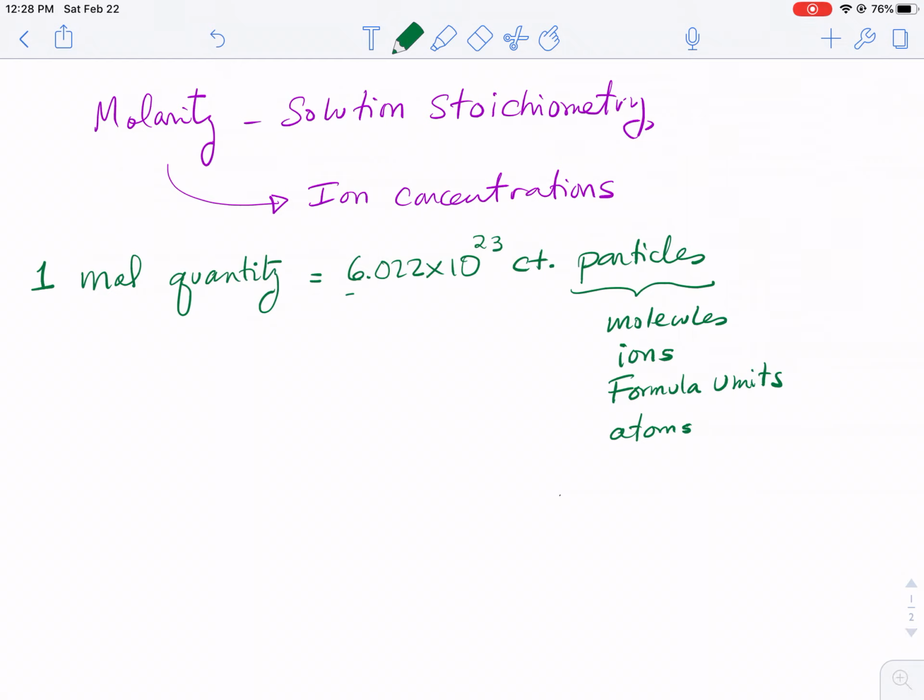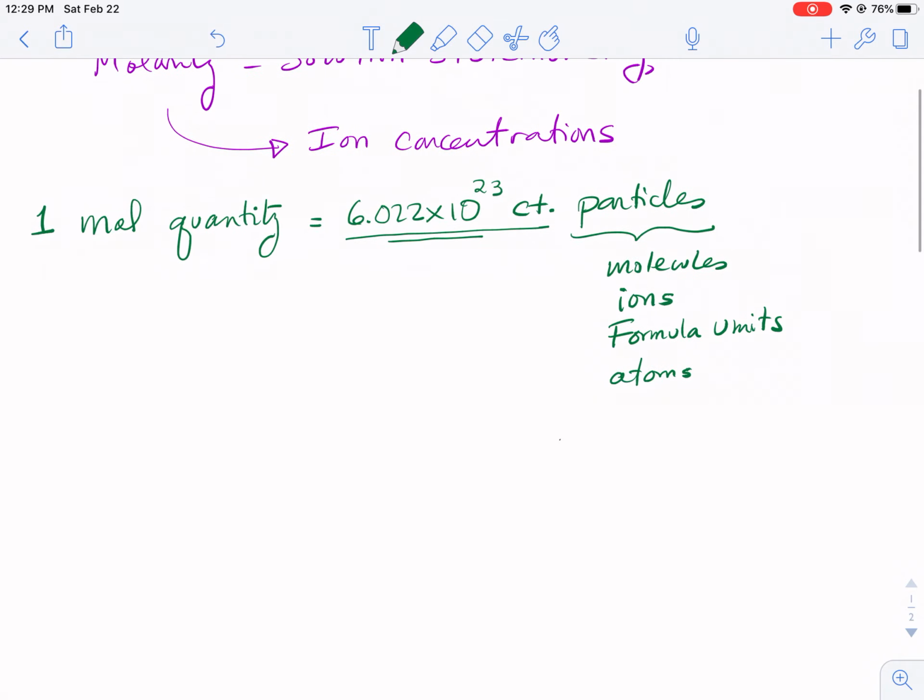So it's important that you remember this number. 6.022 times 10 to the 23 count is 1 mole count. So essentially what I want you to remember is that 1 mole is equivalent to this many counts.